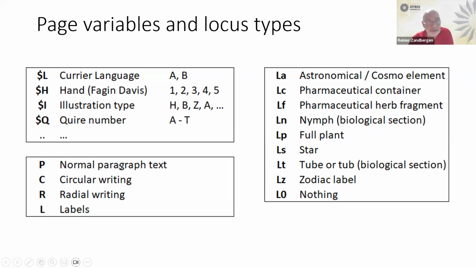Now, the locus is identified by 2 characters, the first of which is a capital, and there are 4 possibilities. Either it's normal paragraph text, so basically running text in lines, or it is writing along a circle, or it is radial writing, or it's a label. And for each of these, there are several sub-options, which are indicated by a lowercase character following the capital. So for the labels, for example, we have LA for an astronomical element, LC for a pharmaceutical container, we have full plants, we have stars, zodiac labels, etc., etc.